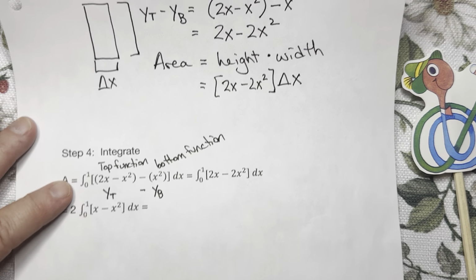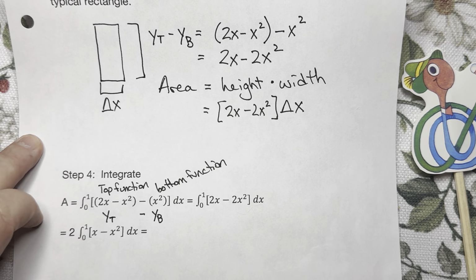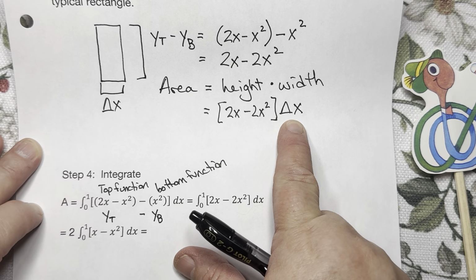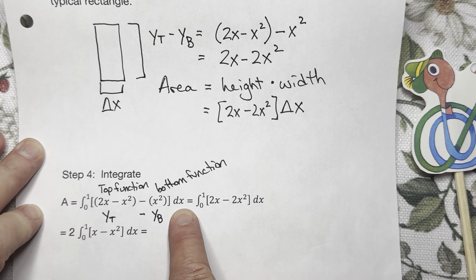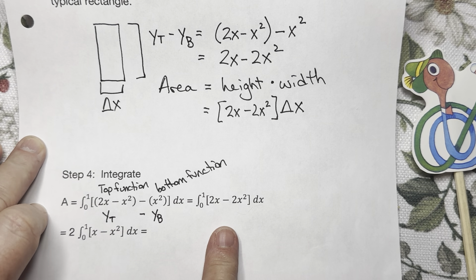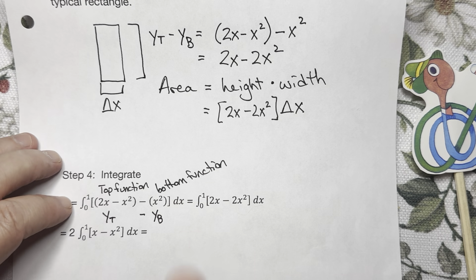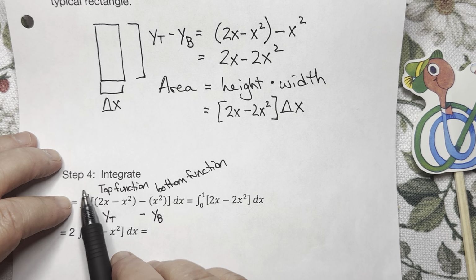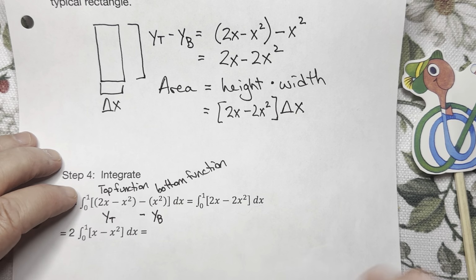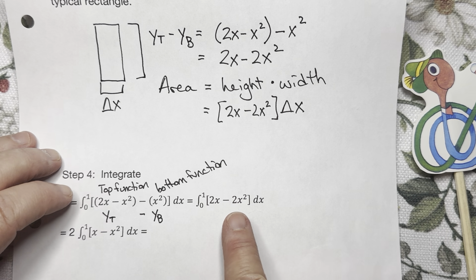And notice that instead of being delta x, like what we had right here, it becomes dx when we actually transition into a definite integral. And so we go from 0 to 1. And then we do the subtraction, which I had already done up here.